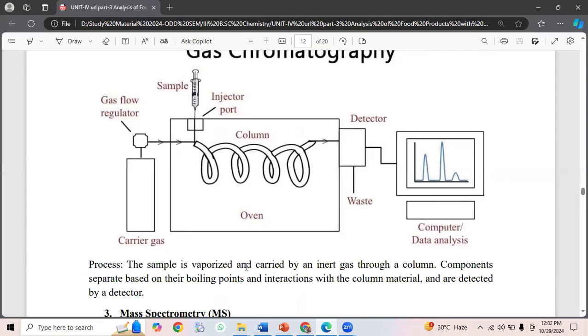The sample is vaporized and carried by an inert gas through a column. The vaporized molecules are added along with the inert gas and passed through the column. Components separate based on their boiling points and interactions with the column material and are detected by the detector. After detection, the signal is recorded. Here it is given in a very simple manner, but the working process is as follows.